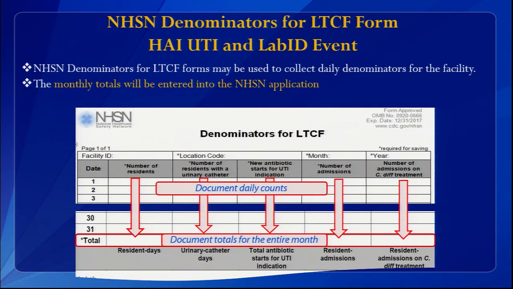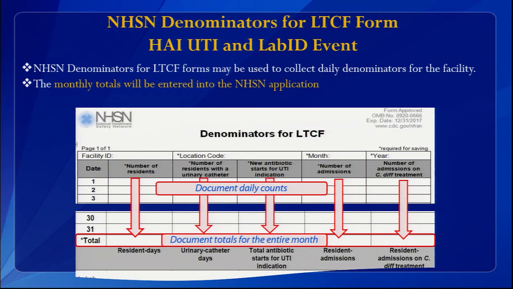So you can see here the first column represents the number of residents. So for each day of the month, if you use this form, you would put the number of residents in the facility. So date 1, how many residents are in your facility? Okay. Do not include residents for whom you are holding a bed, but they haven't actually been admitted. Only include the residents that are actually in the facility. The next column, number of residents with a urinary catheter. You're going to complete this only if your facility is performing UTI surveillance for the month. Otherwise, you can skip that one.